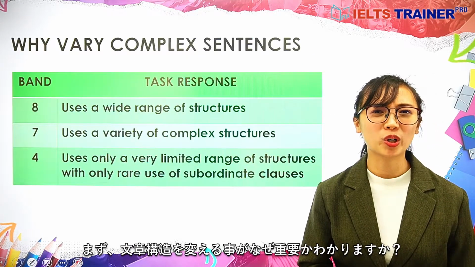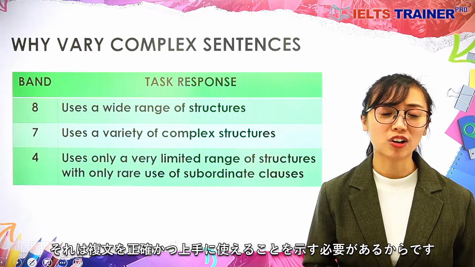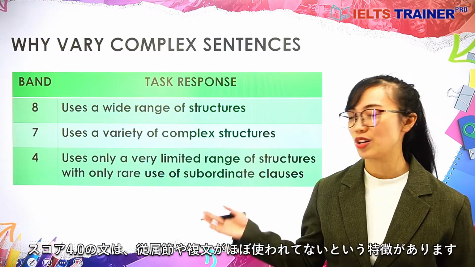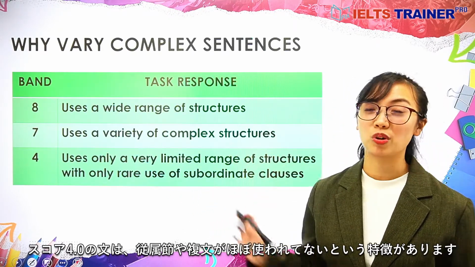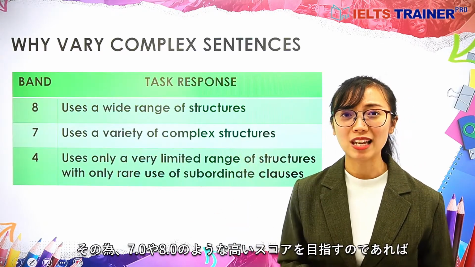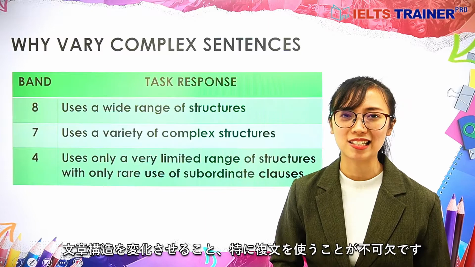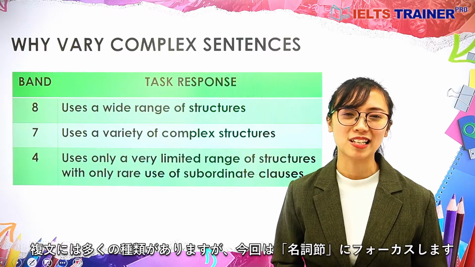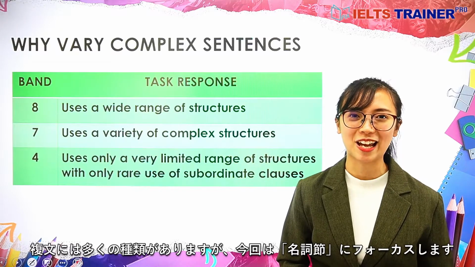So why is it important to vary sentences? We must demonstrate a good use of complex sentences with some degree of accuracy. Band 4 shows features of only a rare use of subordinate clauses or complex sentences. Therefore, for those aiming for a higher band like a 7 or 8, it is essential to vary sentences, specifically complex sentences. There are many types of complex sentences, but for today, we will focus only on one of them, which is the noun clause.